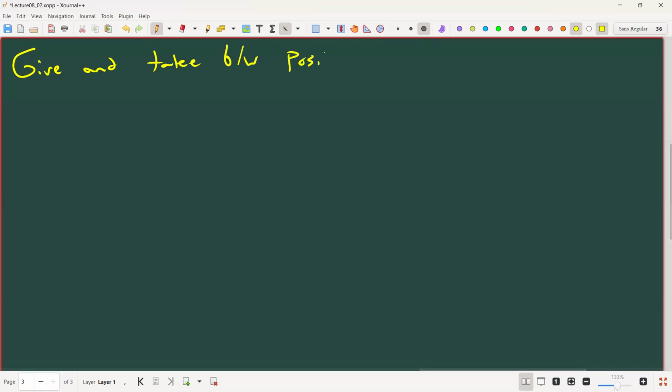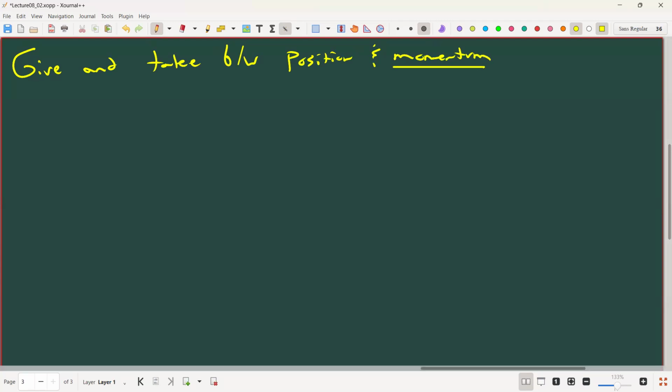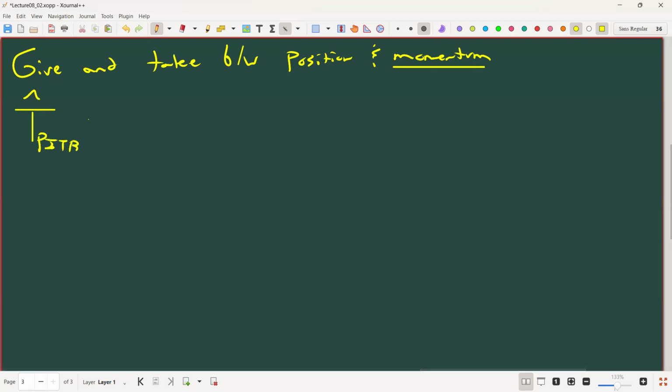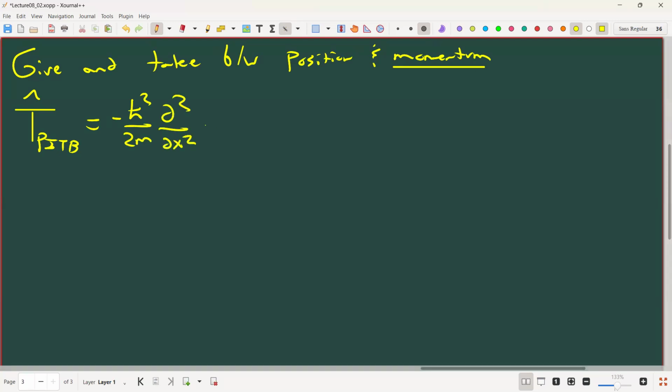Between position and momentum. Now, why momentum? Well, remember what the energy of this particle is. The kinetic energy of the particle in the box, the operator is minus h bar squared over 2m d by dx squared. Second derivative. All this is how we derived it, this is the operator for the square of the momentum divided by 2m.